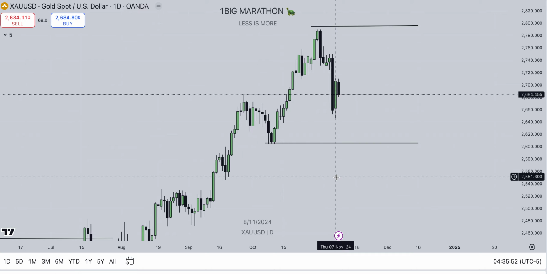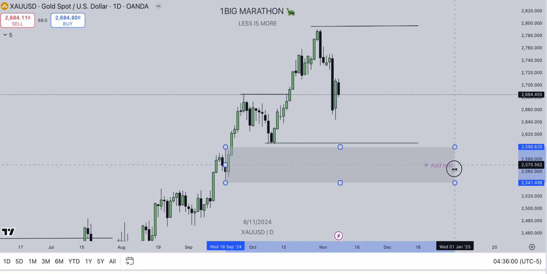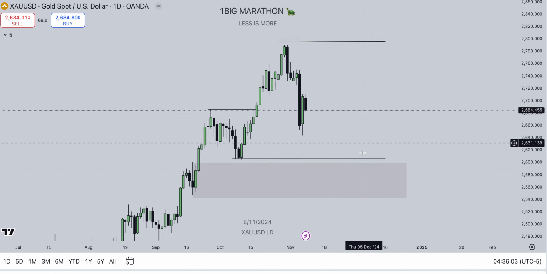So going forward with gold, if gold is to drop, I'm expecting a great reaction from this level. I'm actually waiting to buy here. This is very simple and clear. I don't need to go further with gold, but if gold is to drop, I expect that.